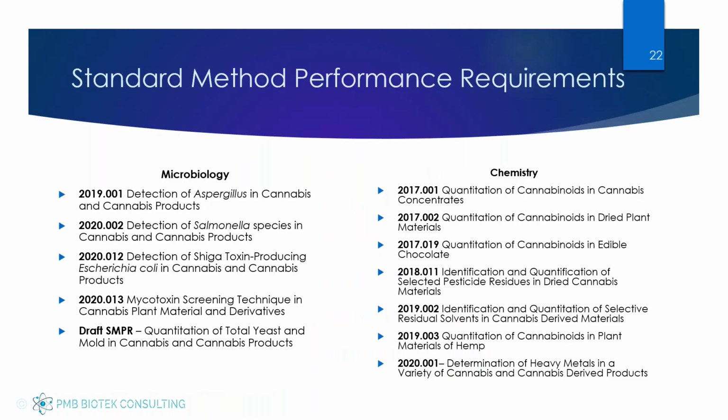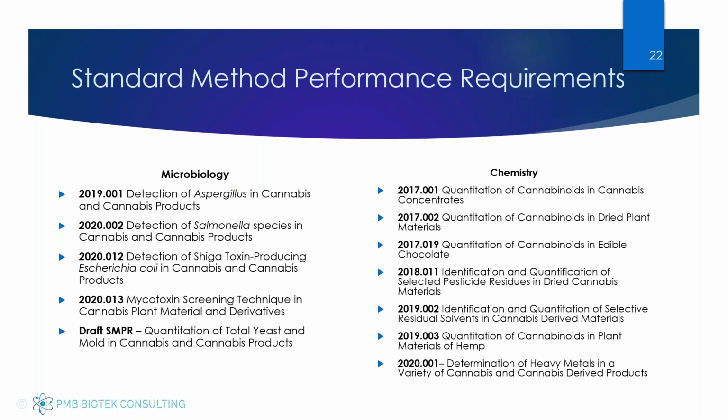So when we talk about the SMPRs that have been developed, I've broken them down by micro and chemistry. Each of these is developed in a working group. We have 70-some members in our micro working group. I think the two chemistry ones that we're working, the contaminants and the cannabinoids, each have as many, if not more, in there. Those are really the three working groups that are developing the SMPRs.